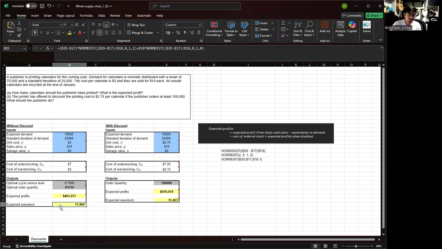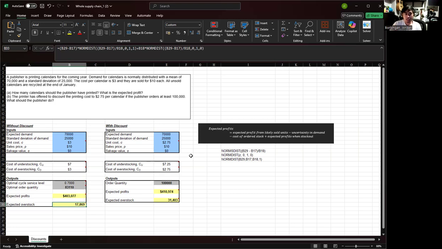$403,000. As for the overstock, it also uses similar principles, and we have reached 70,869 units of overstock. And this is the part without discount. But when discount is considered, it slightly changes the cost of overstocking and understocking, as well as the resulting expected profits and expected overstock.